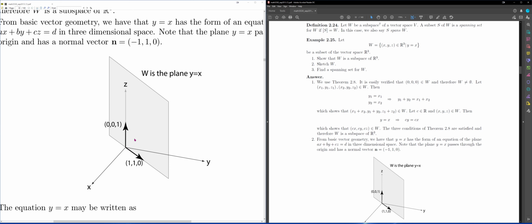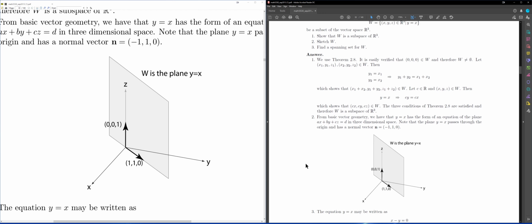Any 2 vectors that don't lie in the same direction will in fact span W. But that relies on the fact that you need to know that W is in fact a plane in the first place. And if it's a plane, it's 2-dimensional, so 2 vectors would work. So that's more to give you an idea. Let me give you a systematic way of getting a spanning set.